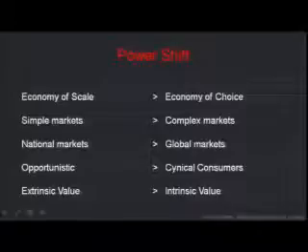And why? The ground is shifting under our feet. We are in the midst of a massive power shift, and the power shift is, of course, economy of scale to choice. We've gone from very simple markets to extremely complex interconnected markets. We've gone from the whole idea of national markets to you don't know where your product came from anymore. And we're going from the opportunistic customer who wanted the best price for a product to the cynical customer who wants it for free and wants it yesterday, right?